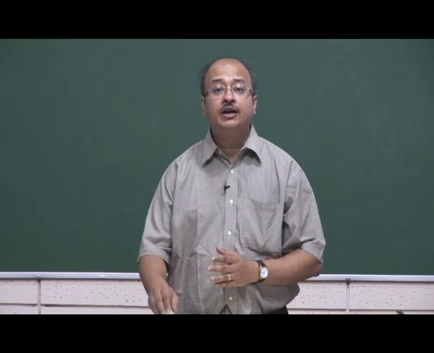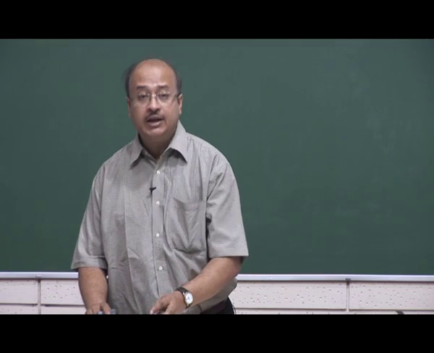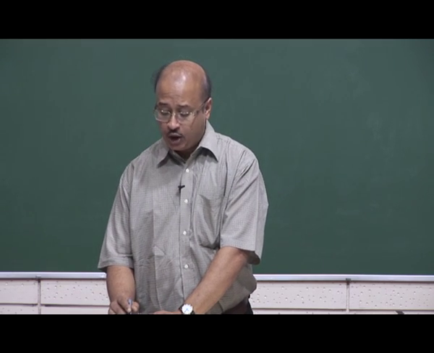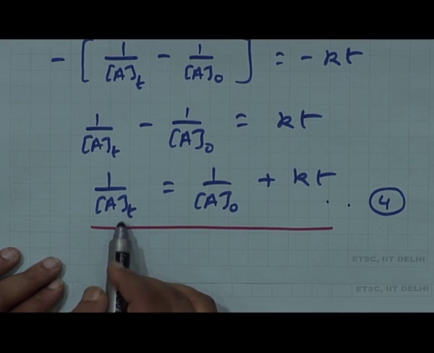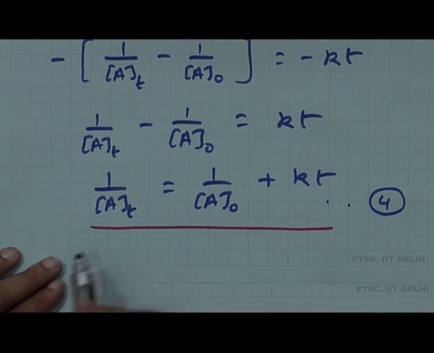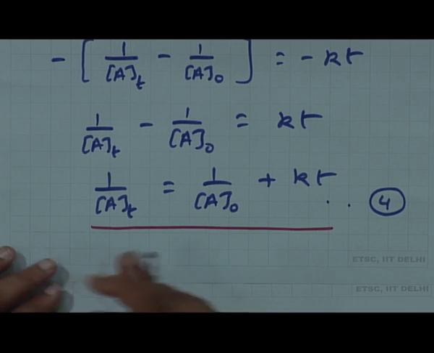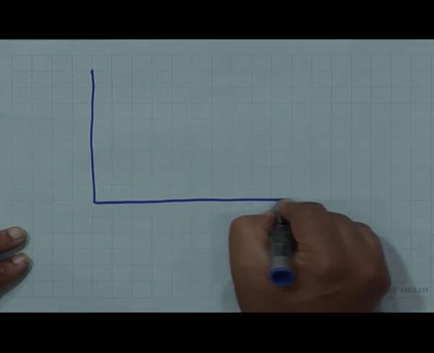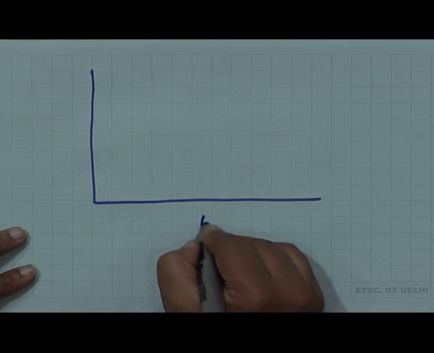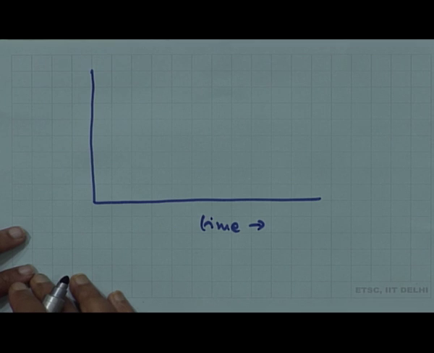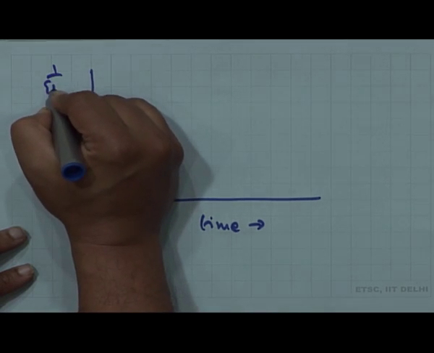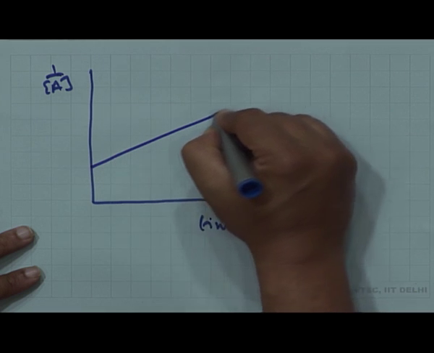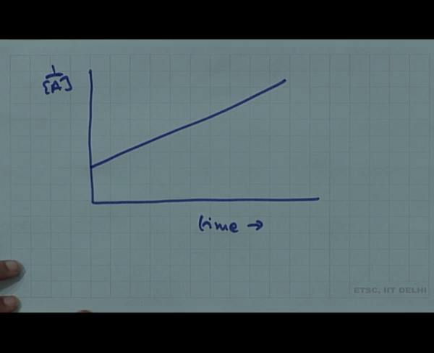So what we see again is a linear equation, there is a linear dependence. So what is the linear dependence of? You can see, if I go by this equation 4 and I plot the reciprocal of A t, that is 1 by A t, against time, I should be getting a straight line with a positive slope. So which means if I have a plot like this with time on the x axis as usual and the reciprocal of the concentration on the y axis, then my plot would go something like this, okay, for a second order equation.